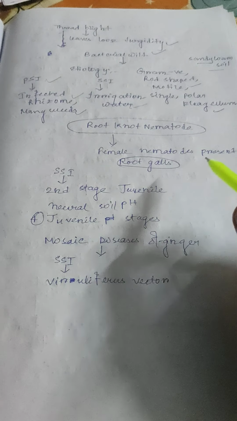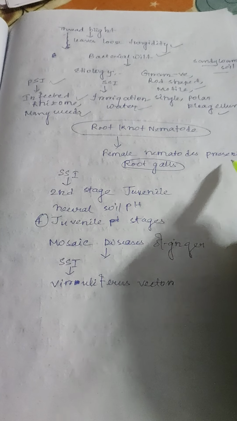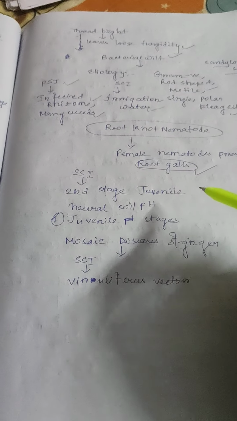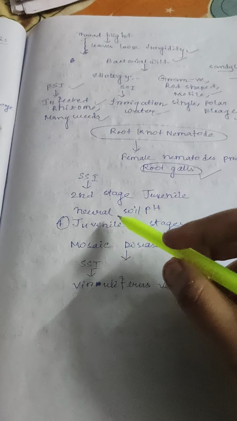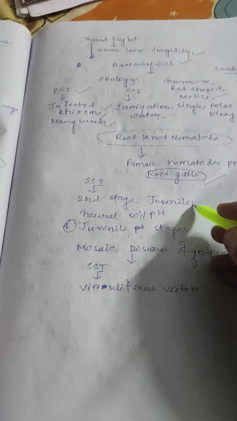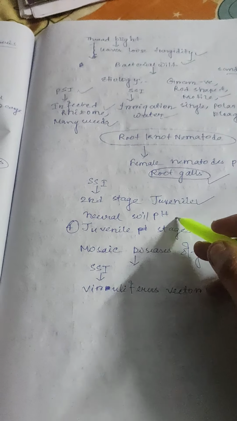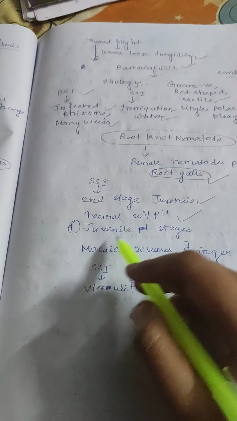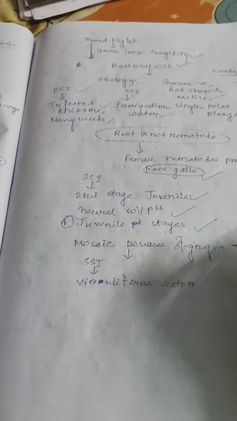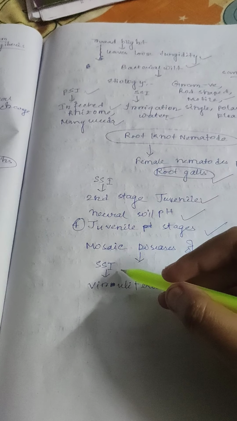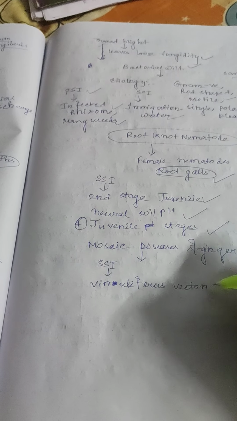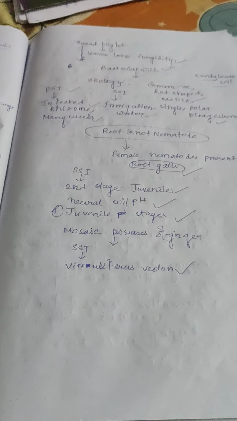Root knot nematode is Meloidogyne incognita. Female nematodes are present in the root galls. The secondary source of inoculum is the second stage juvenile. Neutral soil pH is the epidemiology. There are four juvenile stages. Mosaic disease of ginger: the secondary source of inoculum is the viruliferous vector.